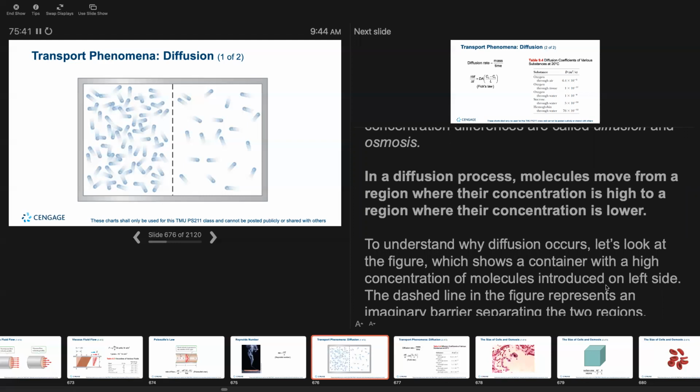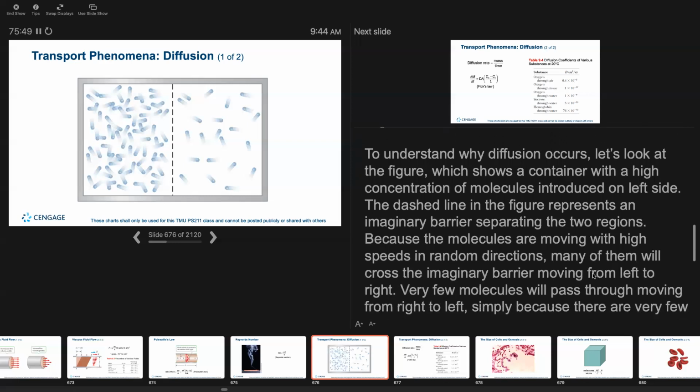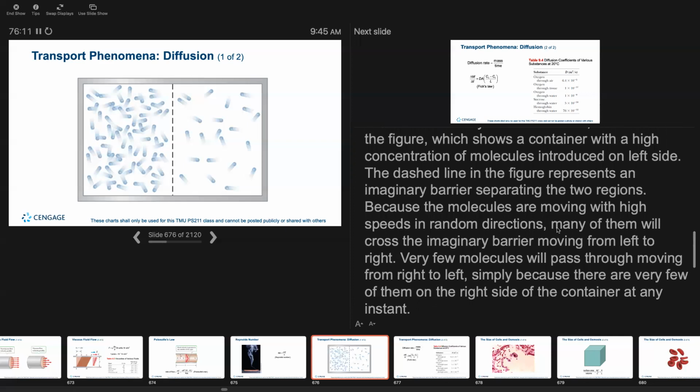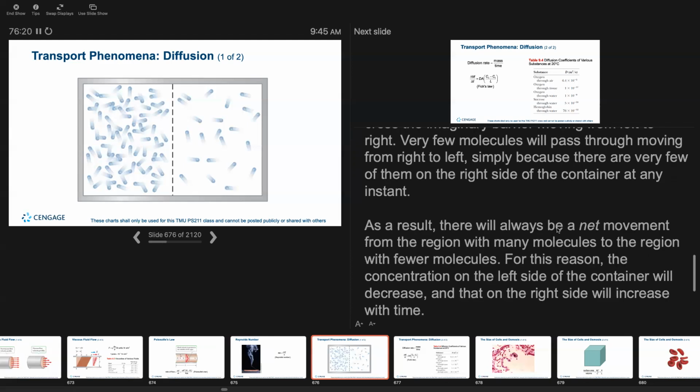molecules move from a region where their concentration is high to a region where their concentration is low. To understand why diffusion occurs, let's look at the figure, which shows a container with a high concentration of molecules introduced on the left-hand side. The dashed line in the figure represents an imaginary barrier separating the two regions. Because the molecules are moving with high speeds in random directions, many of them will cross the imaginary barrier, moving from left to right. Very few molecules will pass moving from right to left, simply because there are very few of them on the right side of the container at any instant.